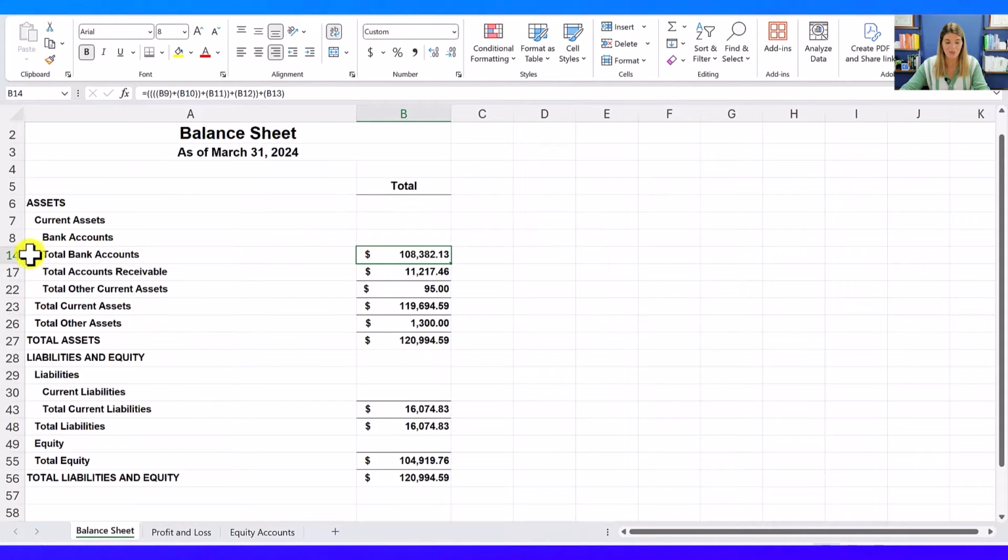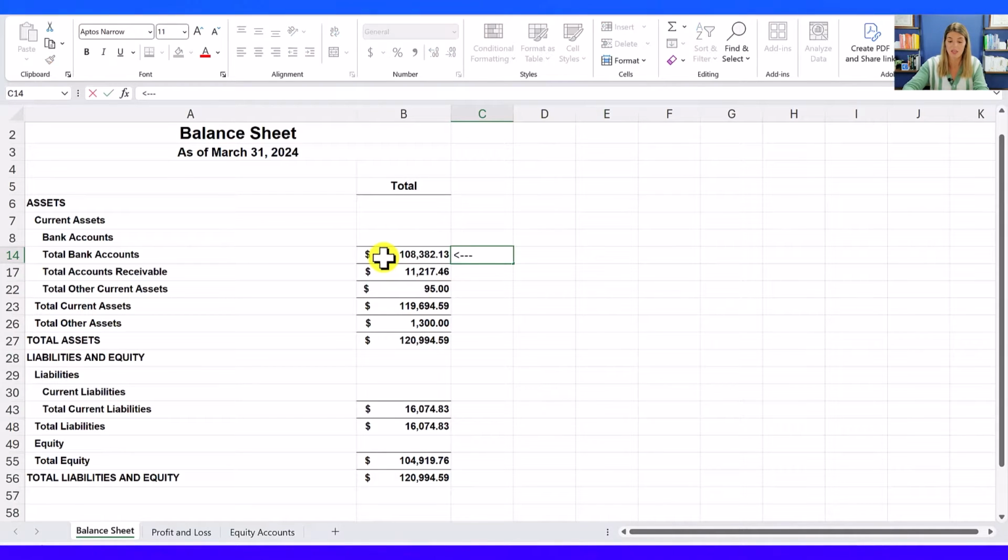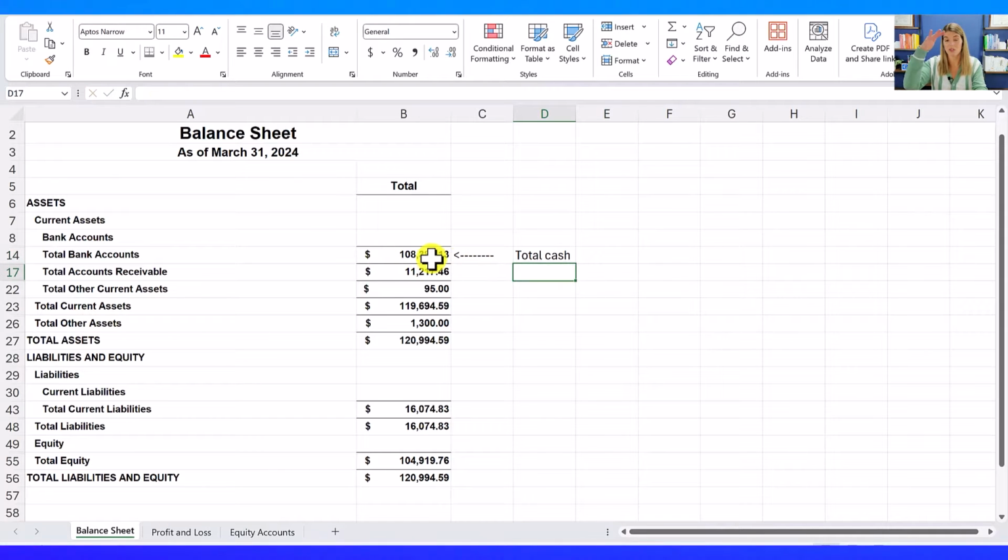But here we're doing this as of March 31st, and you can see I've got a bank balance here, and I made sure this is all considered liquid cash. This is just a checking account and a savings account that make up this $108,000. So this is our total cash number, and this is the number that we're going to use as the numerator in our calculation.